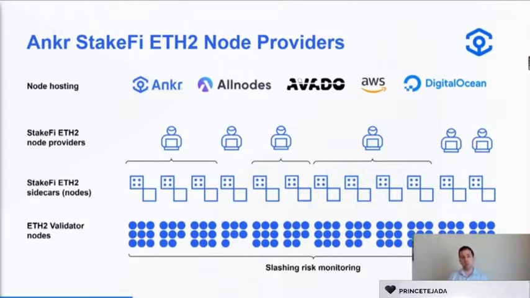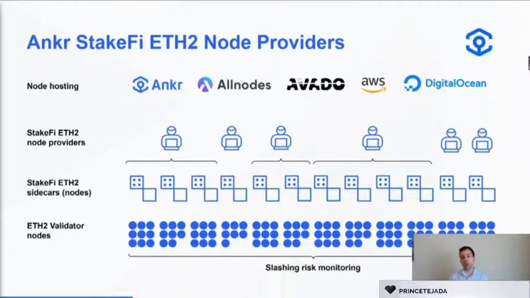Those node providers are hosted by not only Ankr, but they're free to host their nodes with any provider basically. And we have also a slashing risk monitoring system that also actively manages and reallocates the ETH2 validator nodes that we allocate to the sidecars. So if there is a sidecar that is not working properly, we're going to start reallocating the validator node to another sidecar to prevent slashing risks.